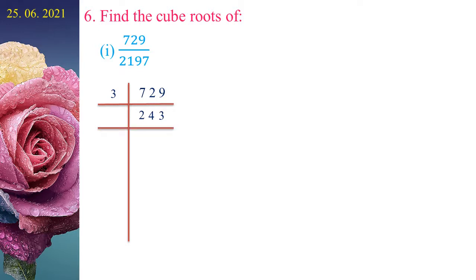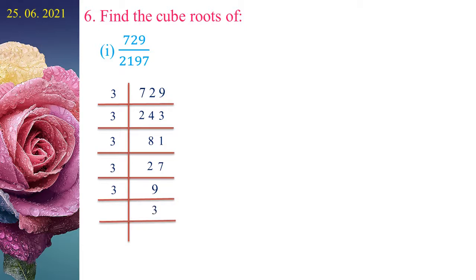The number 243 is divisible by 3. 8 3s are 24, 1 3 is 3. The number 81 is divisible by 3. 2 3s are 6, balance 2, 21, 7 3s are 21. The number 27 is divisible by 3. 9 3s are 27. The number 9 is divisible by 3. 3 3s are 9. The number 3 is divisible by 3. We will get 1.